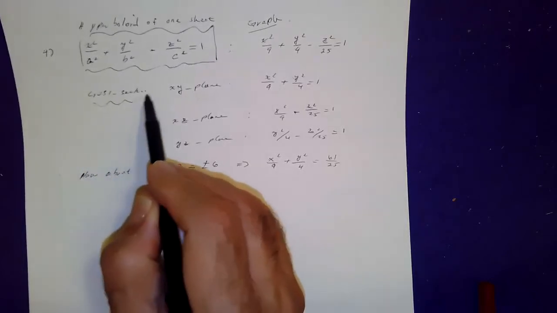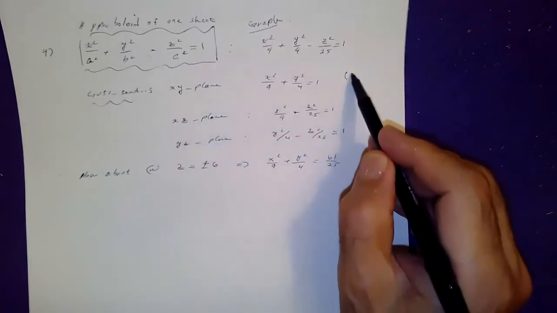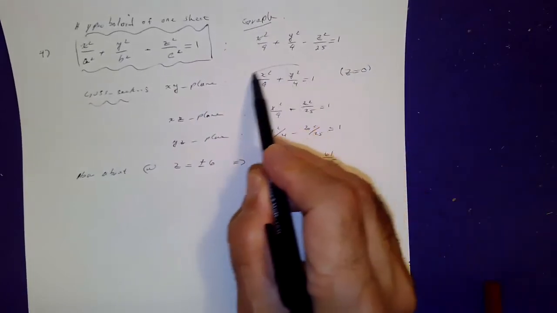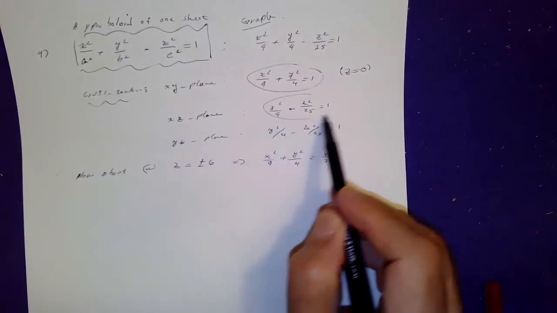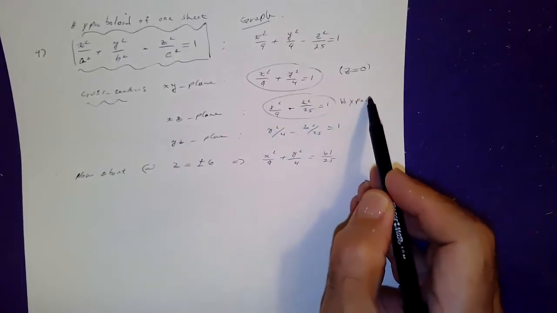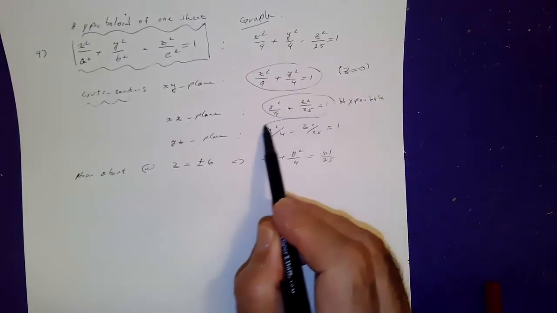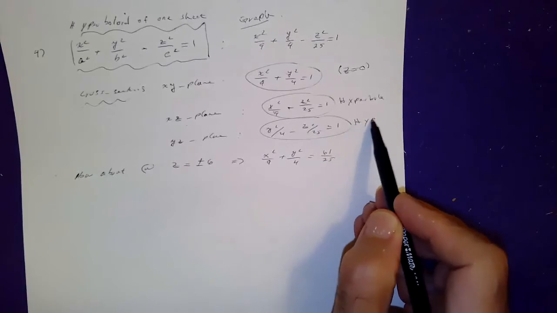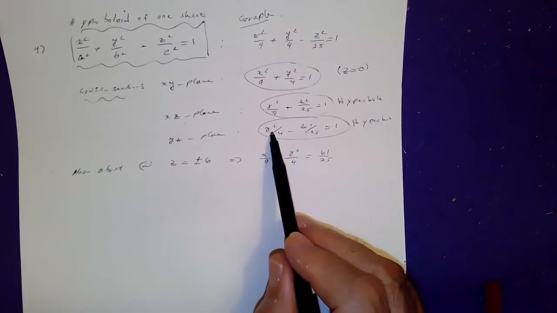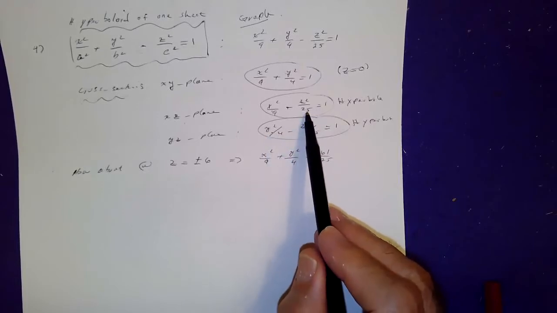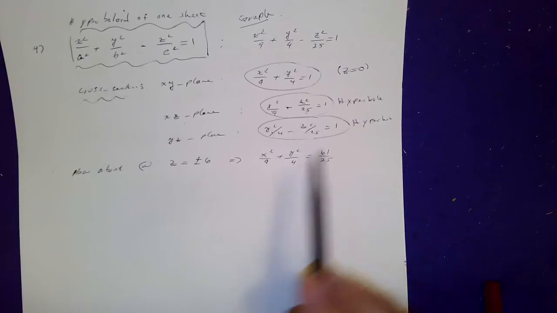So let's find the cross sections. The cross section of the surface with the xy plane, set z equal to 0, we get an ellipse. With the xz plane, we don't get an ellipse. This is called a hyperbola, and the branches open along the x-axis. This guy is also a hyperbola, and the branches open along the y-axis. Notice here the major axis is the z-axis. Here the major axis is also the z-axis.